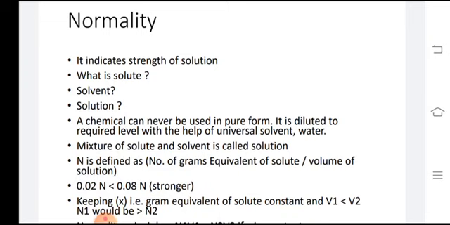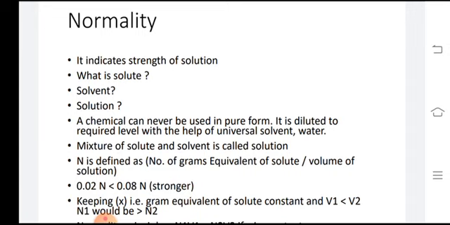So what is a solute? It is the amount which is being added to a solvent, which is going to be dissolved in the solvent. The solvent is something in which the solute is being dissolved. So the solute is the minor part, and the solvent is the major part, because the solute is supposed to be dissolved in the solvent. Then a combination of both solvent and solute gives us a solution.